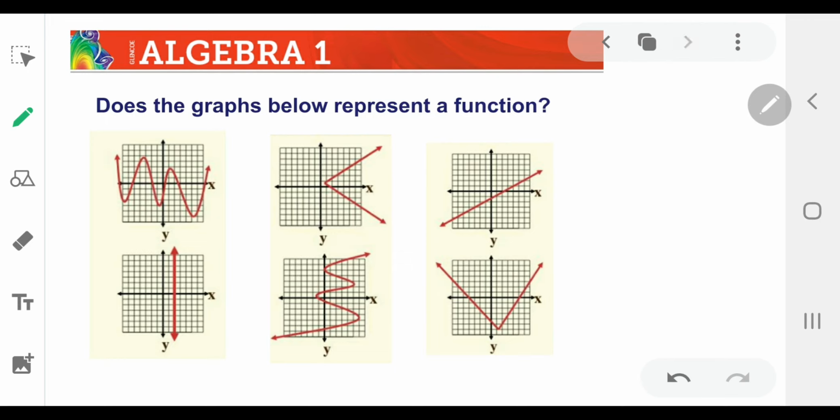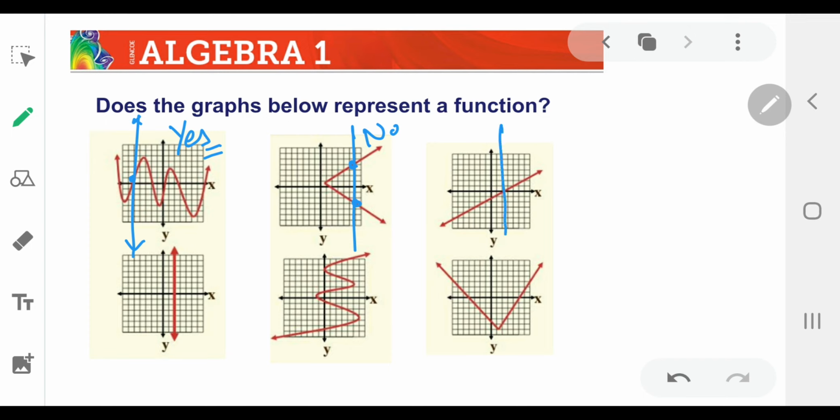Let's see if we can do this. Pause the video, try to answer it on your own, and then come back and check your answer. Okay, we're back again. Let's see the first graph. If you draw any vertical line anywhere, like here or here, as you can see, it is crossing the graph in exactly one point, so yes, it is a function. The next graph: if you draw any vertical line anywhere, it will cross the graph in 2 points, so it's just a relation, it's not a function.